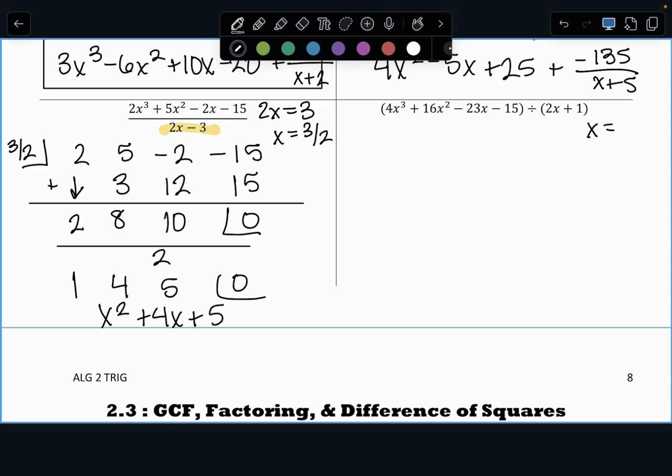If we solved for x, what would x equal? Negative 1/2. We would subtract that 1 over. So negative 1/2 goes in my box.